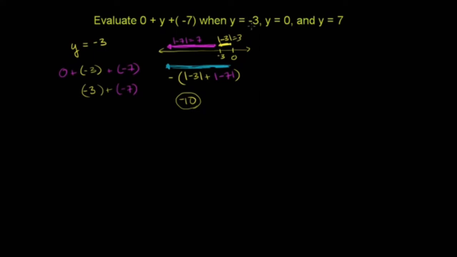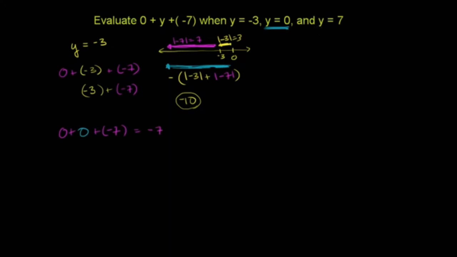Let's think about when y is equal to 0. When y is equal to 0, this expression becomes 0 plus 0 plus negative 7. Now, you add 0 to anything, it's not going to change the value. So this is pretty straightforward. These don't matter. It's just going to be equal to negative 7.